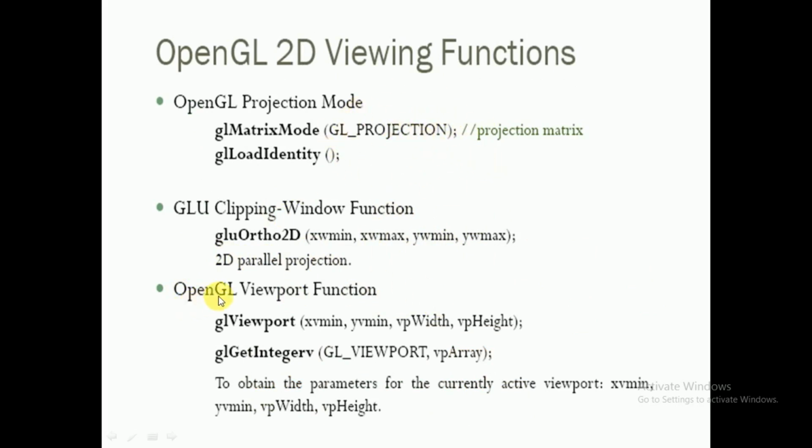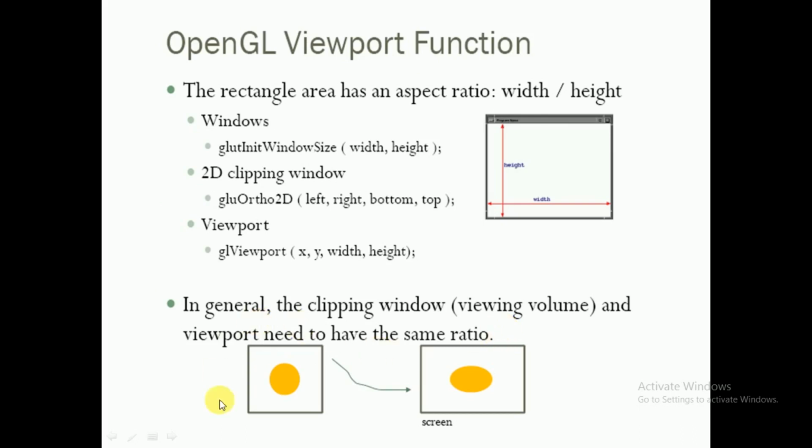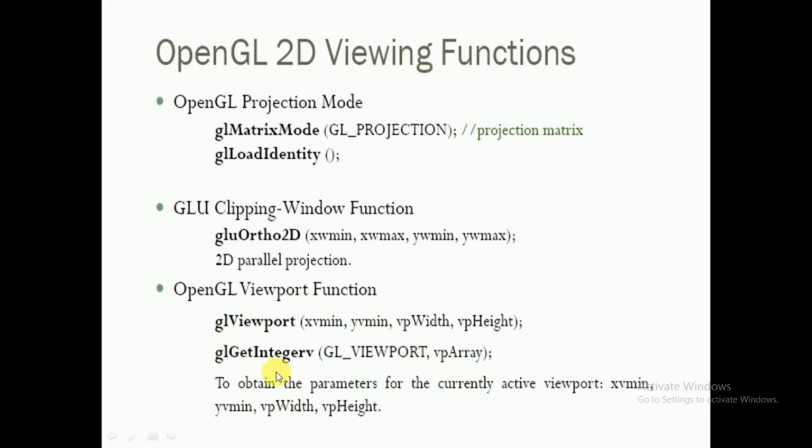Then the OpenGL viewport function. You have to map this into the monitor. How to map? glViewport: x viewport minimum, y, width and height. Means you have clipped here, and you are mapping onto the screen. You have captured the image from here, then you are displaying it on a monitor. That is the viewport. You have to set the viewport.